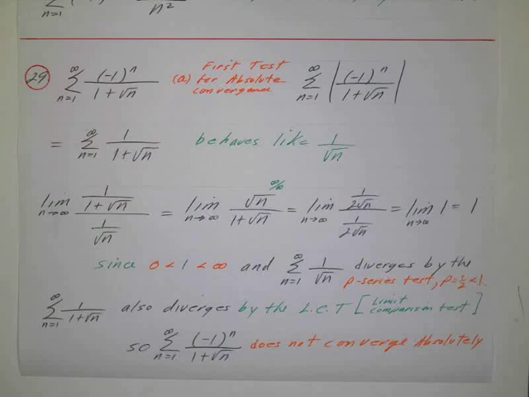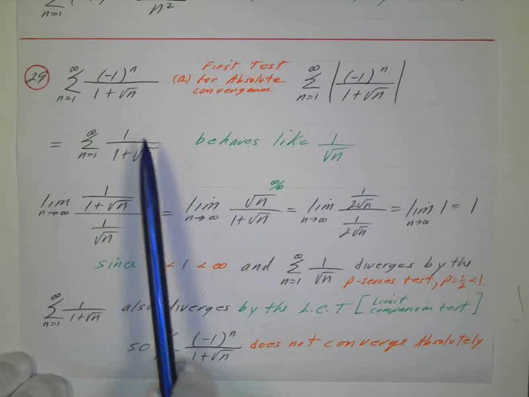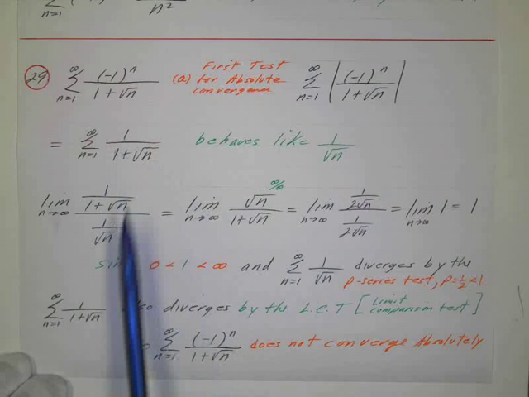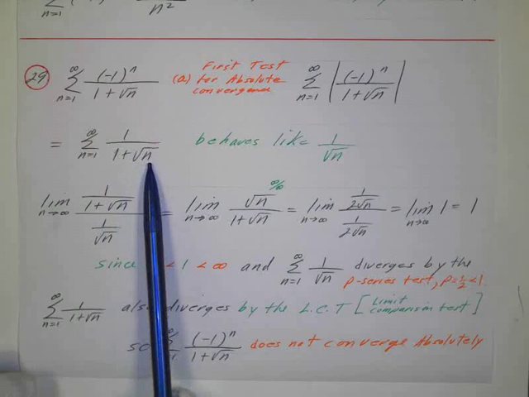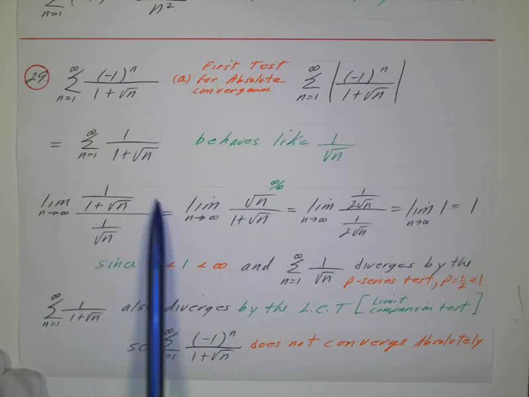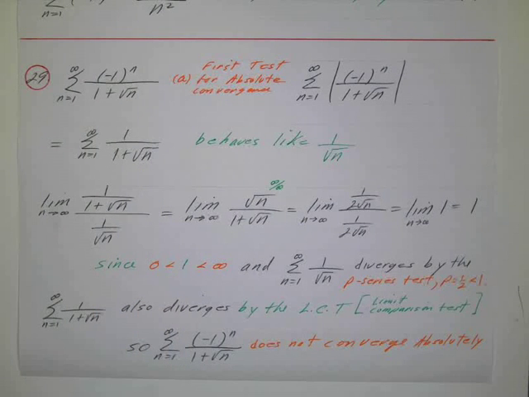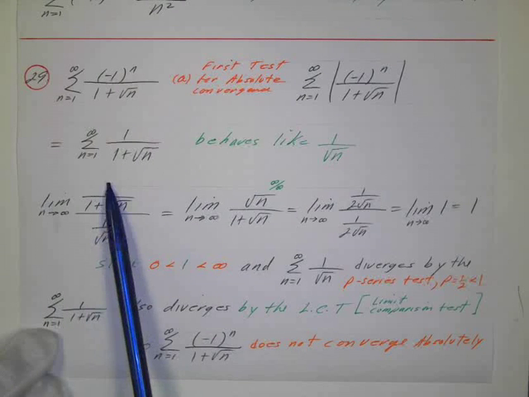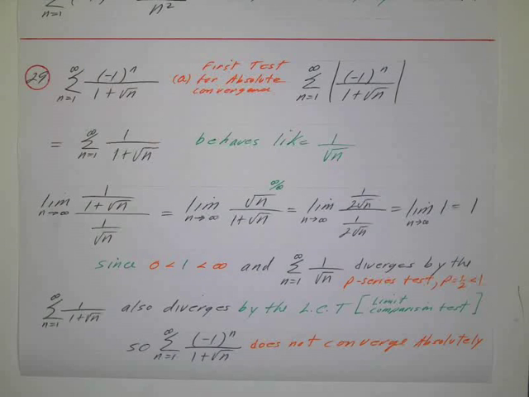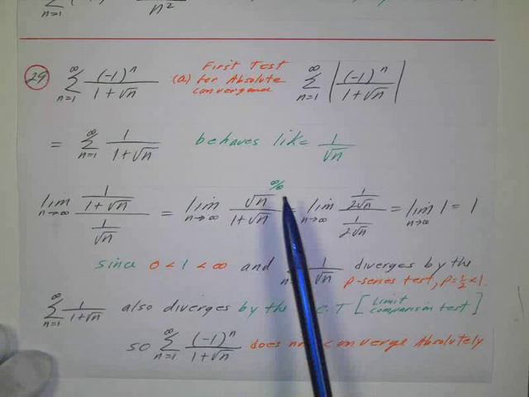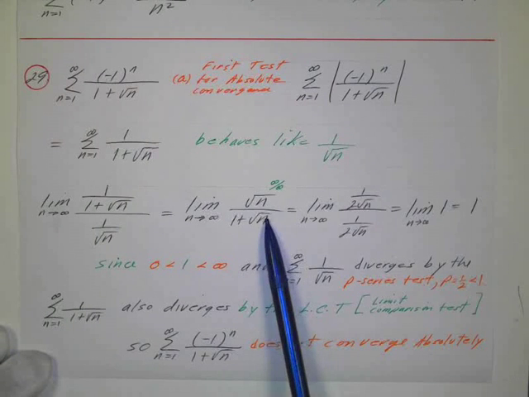Let's use the limit comparison test to see if they actually do behave like each other, and then we'll know it diverges. If not, I'll try something else. So the limit of 1 over 1 plus the square root of n, all over 1 over the square root of n. This is the limit I'm going to check. If we invert and multiply, that just becomes the square root of n times 1 plus the square root of n. Now I'll take the limit of this, and that's just going to be infinity over infinity.